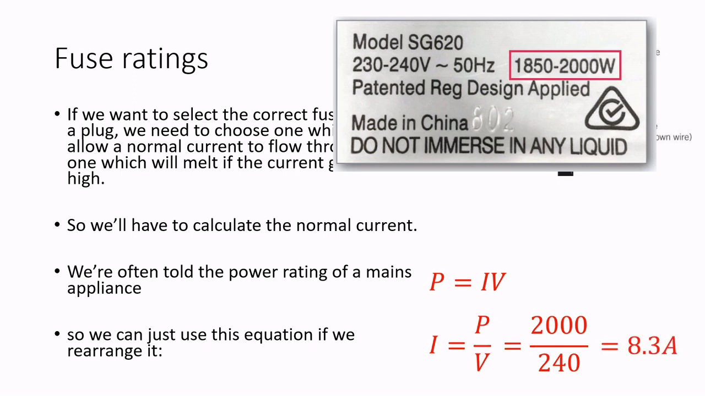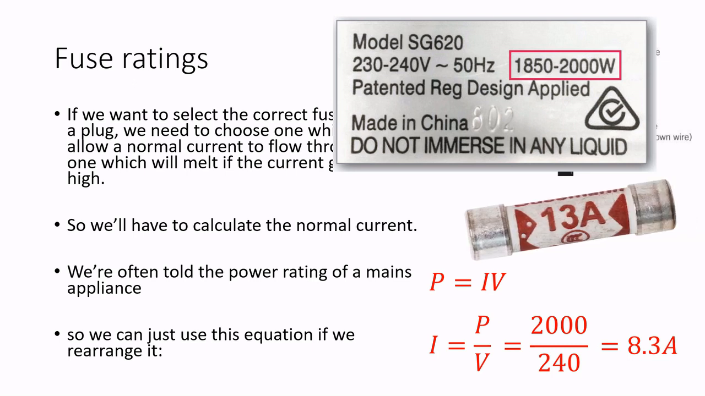Fuses are usually available as 3, 5 or 13 amps for most household appliances. Given that my sandwich toaster normally uses a current of just over 8 amps, a 3 or 5 amp fuse would be no good. It would blow as soon as I switched it on. I'm going to need the 13 amp fuse if I'm going to actually use the toaster, but the fuse won't blow until a current of 5 amps more than normal flows through it. Still, it's better than not having one at all.